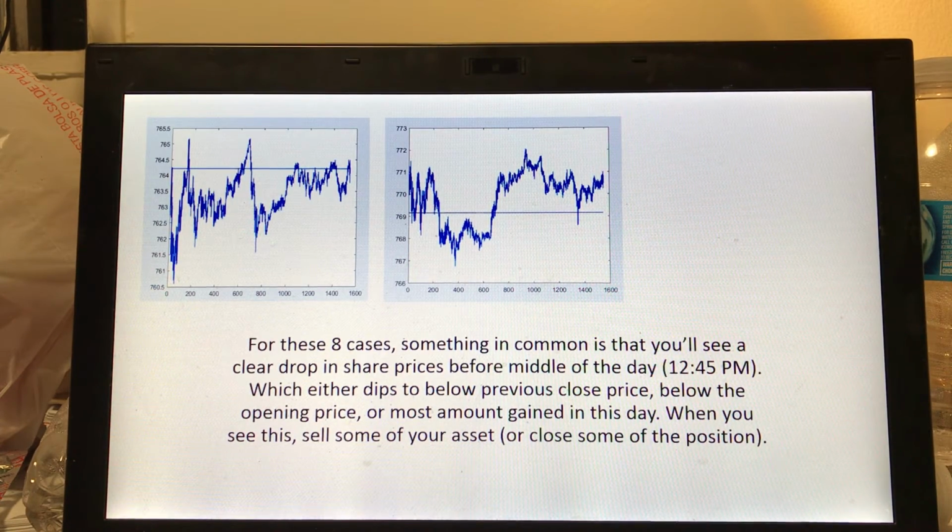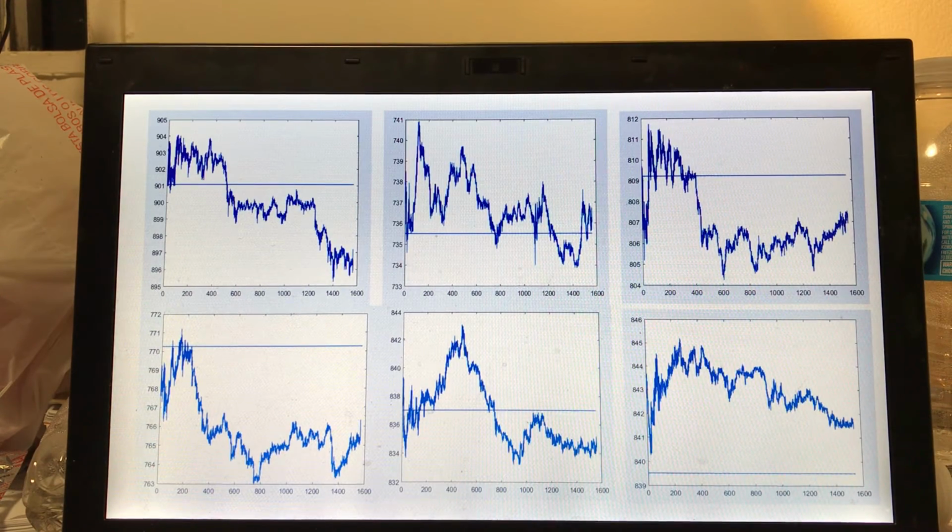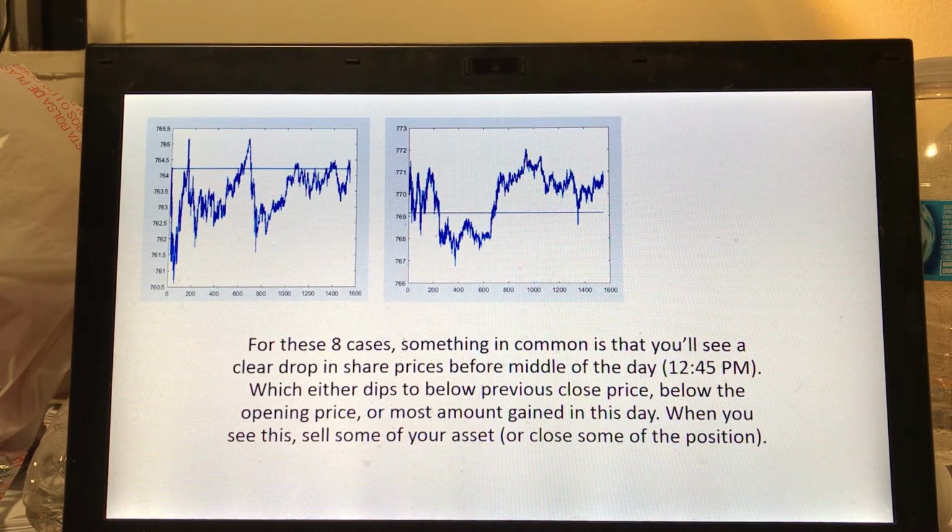So when you see this, you should sell some of your asset or close some of your bullish option position. And the next thing is just to wait, since none of them can really harm your portfolio, since it is not a very wide range change in the stock price. Just keep the rest of your position and wait for the next day's opportunity.